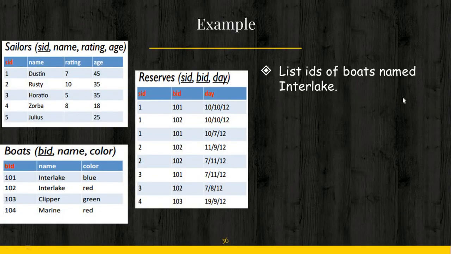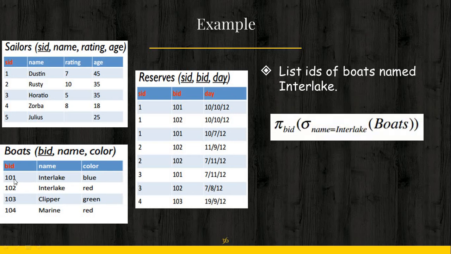List IDs of boats named Interlake. We need only one table, and we have to check the condition of the name column, whether it is Interlake or not. If Interlake, then we have to write the ID.